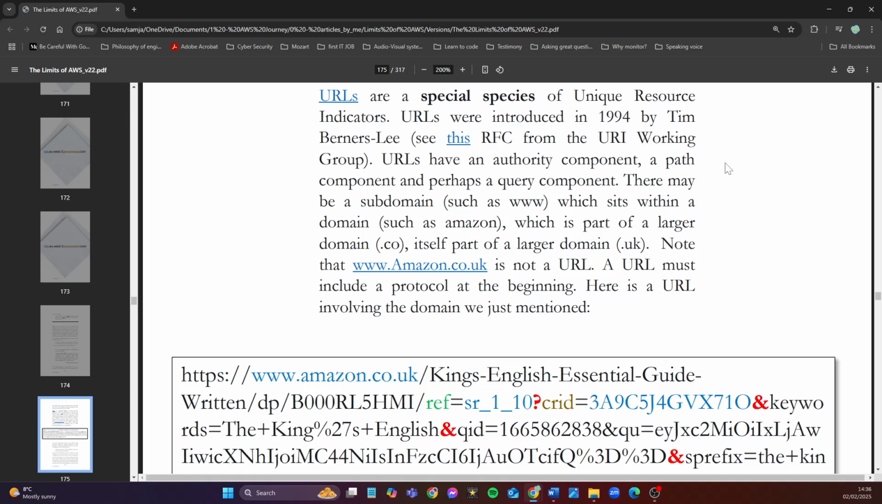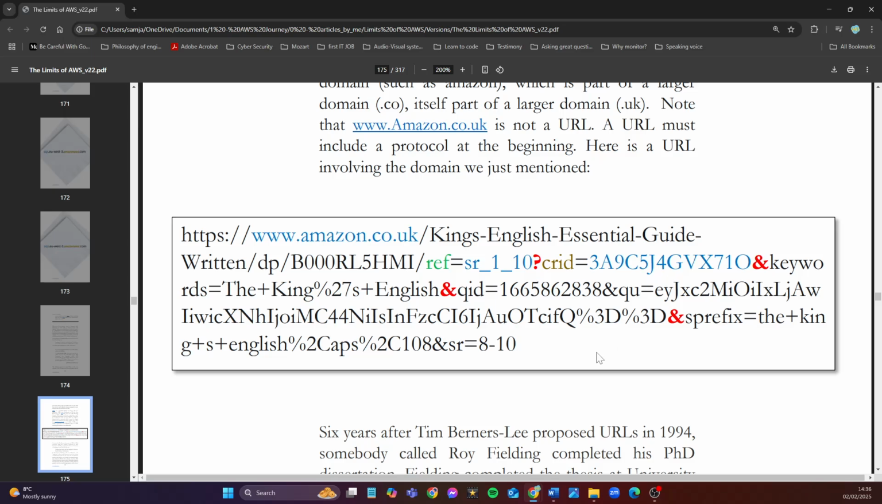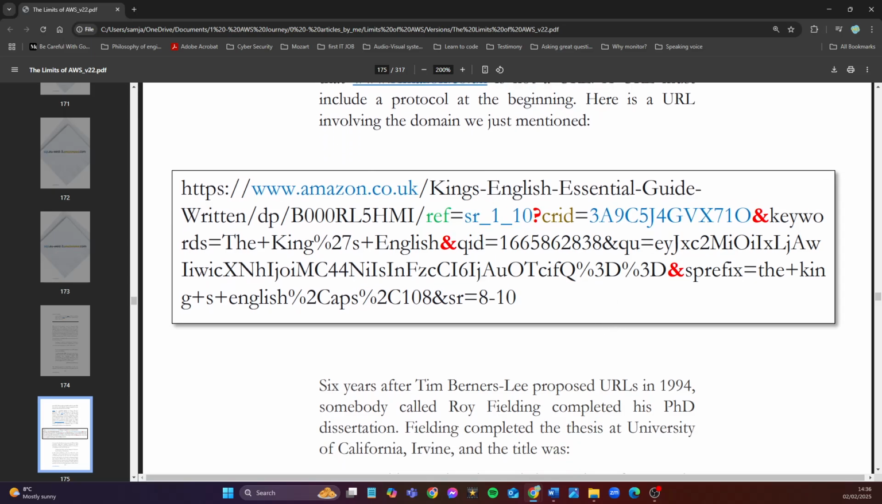Here is a URL involving the domain that we just mentioned. Let's take a look at this. So we've got HTTPS and then ://. That's called the scheme. Then we have www.amazon.co.uk, then a slash. This is a book on Amazon, The King's English: Essential Guide, then /dp/ and then a code, then /ref= SR110, then a question mark, then CRID=.